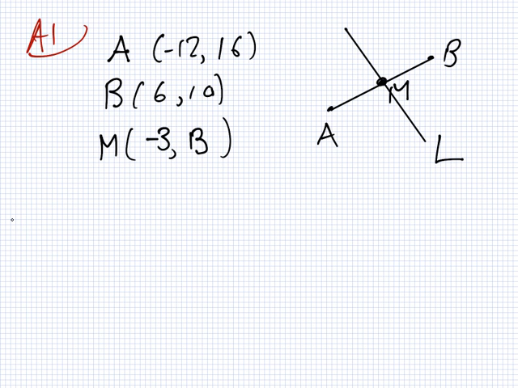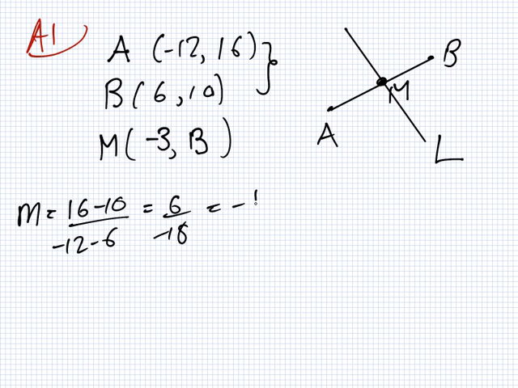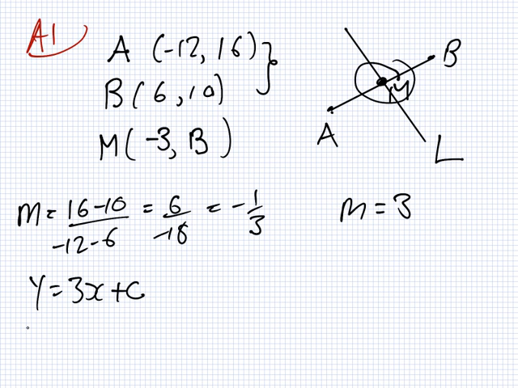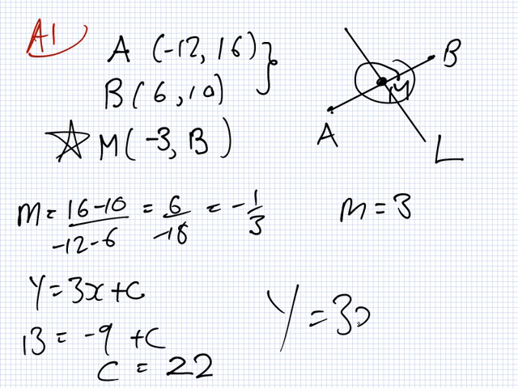That's what they want. So first we'll get the slope from these two. That would be 16 minus 10 over minus 12 minus 6, which is 6 over minus 18, which is minus 1 over 3. But of course, that's for this line. They want the perpendicular line. So the m equals 3. So y equals mx plus c. We find the c by using a point, which is M, which is here. So 13 equals minus 9 plus c. So that means c equals 22. So the answer is y equals 3x plus 22. If you got that, you got 4 marks.